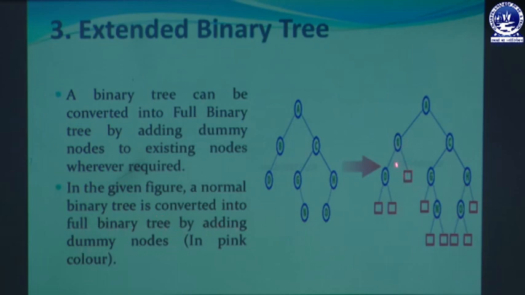You can see here this B node contains only 1 child. If I add a dummy node, then it will become a full binary tree. So as per the requirement, we can add dummy nodes to the binary tree and make it an extended binary tree. So this is all about your binary tree and the variations of binary tree.